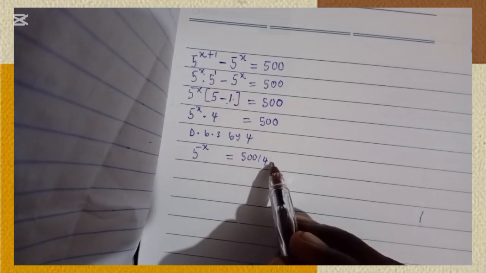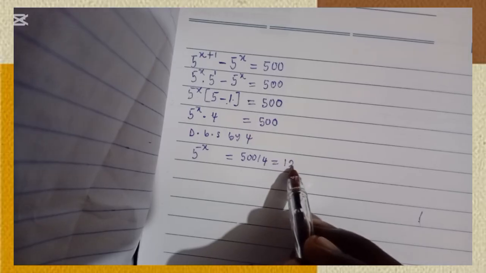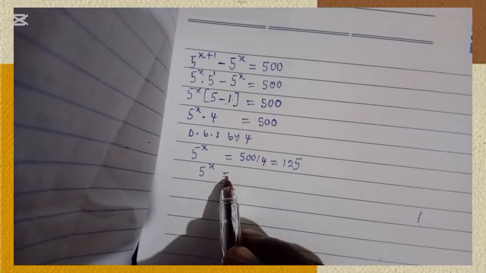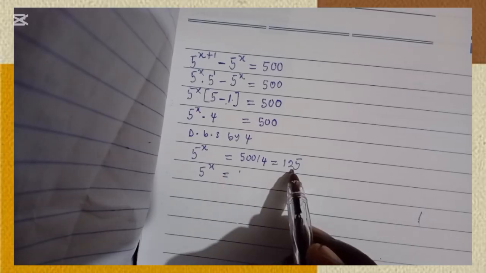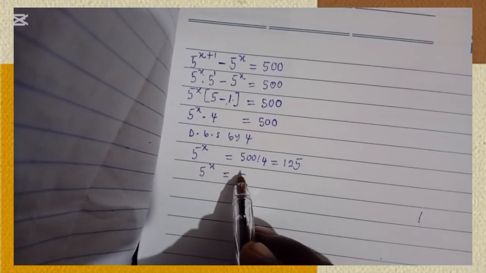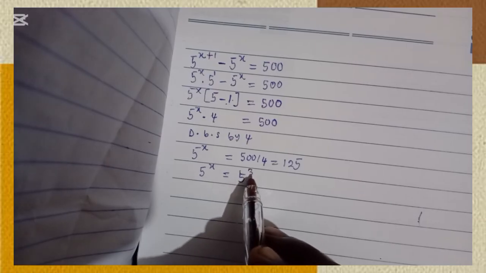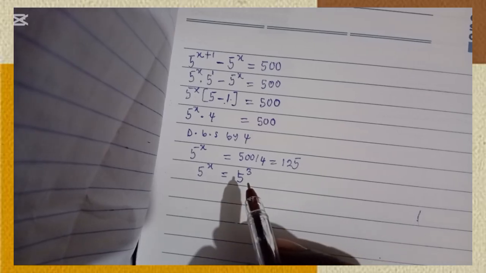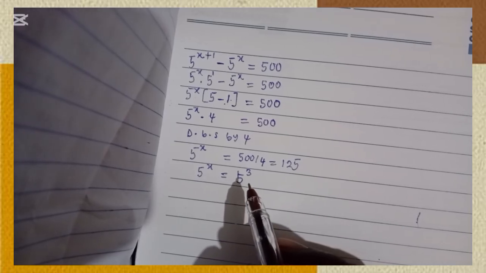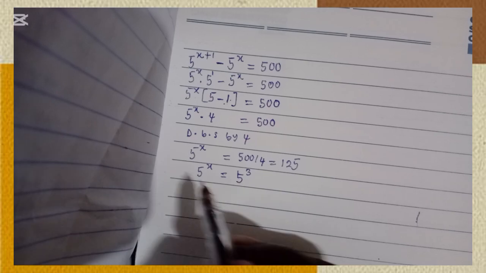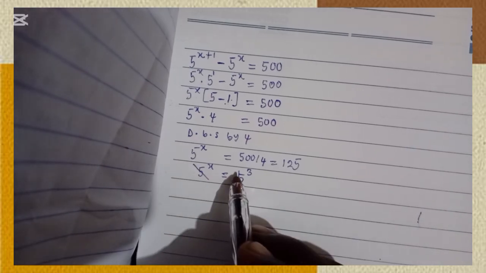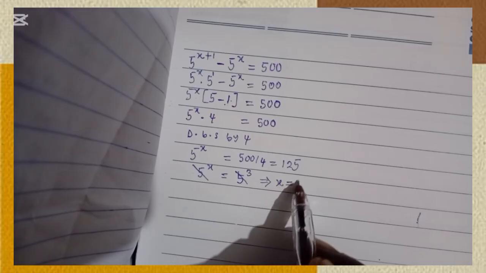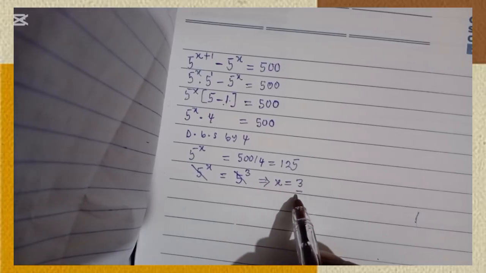And 500 divided by 4, that would be 125. So this equation becomes 5 raised to the power of x is equal to 125. And 125 can be written as a power 5 raised to the power of 3, because 5 raised to the power of 3 is equal to 125. Okay, 5 times 5 is 25, then 25 times 5 is 125. So you can already see that we can simply strike this 5 and this 5, and this equation becomes x is equal to 3. This is how you find the value of x.